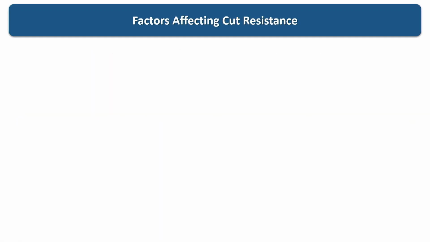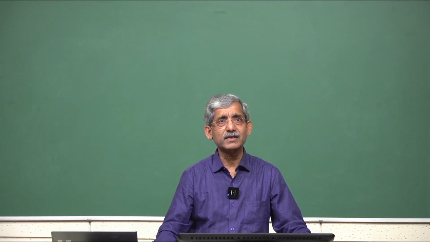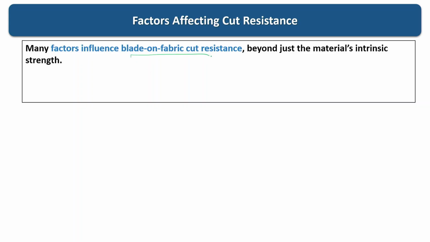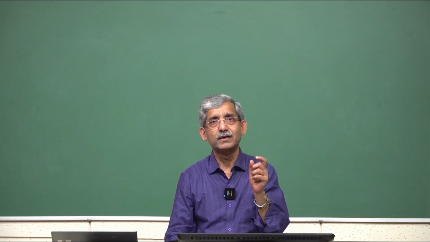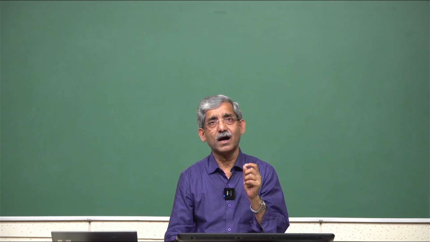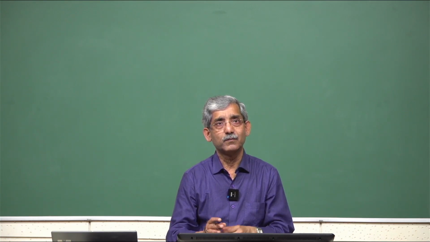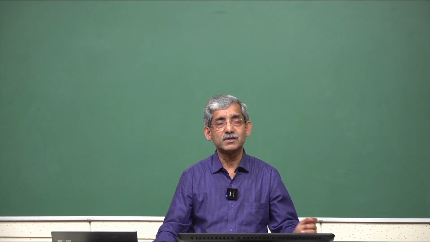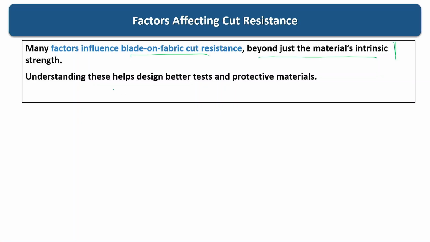Now, let us discuss the factors which affect the cut resistance of textile material. There are different factors which influence the blade to fabric cut resistance, many factors beyond just the material's intrinsic characteristics. Material characteristics are important. If you use high performance fiber or stainless steel, they will have their intrinsic strength and intrinsic cut resistance, but the cut resistant characteristics of the fabric can be manipulated by other factors. Understanding these factors helps in designing better cut protective material.